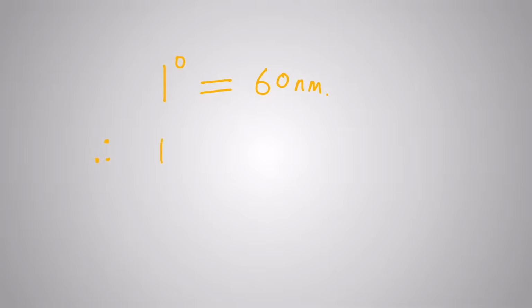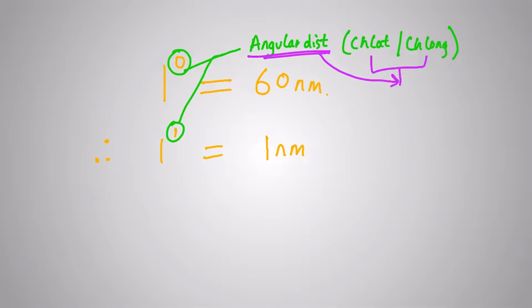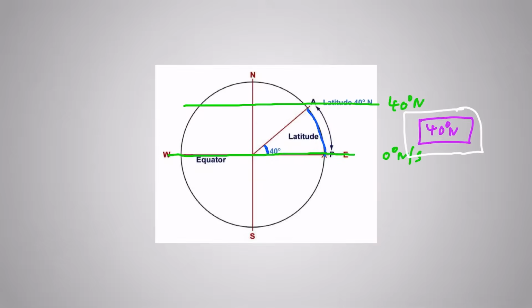Thus, 1 minute will be equal to 1 nautical mile. Now, a point to keep in mind is that this degree or minute is depicting angular distance, or we can call it the change in latitude or the change in longitude. Because obviously change in latitude and change in longitude is nothing but the angular distance. So that is how we will convert angular distance to linear distance to find the shortest distance between two places.